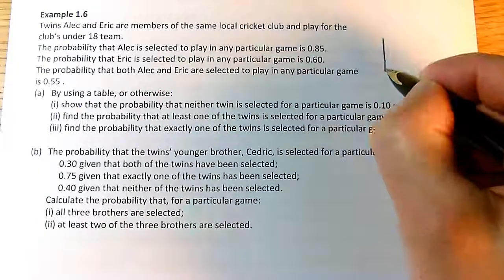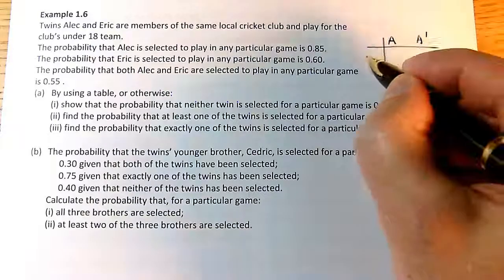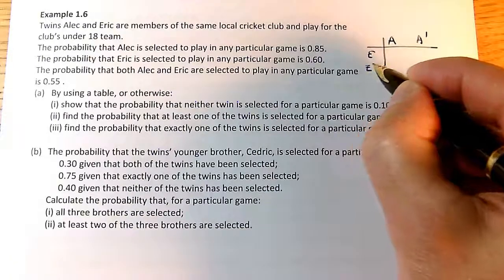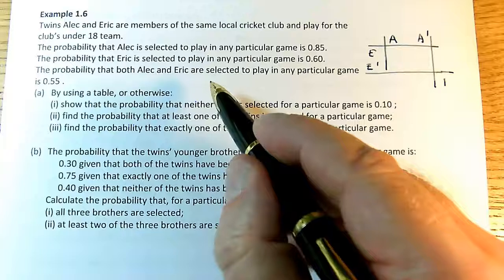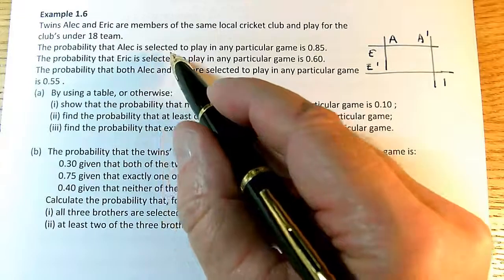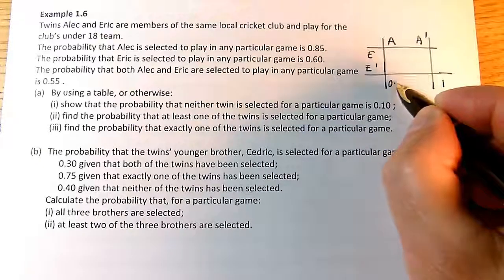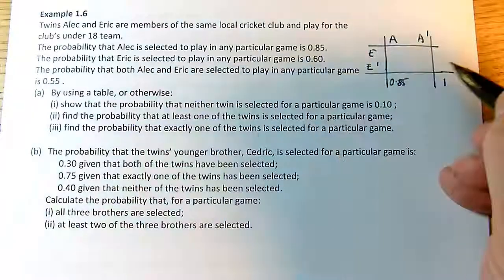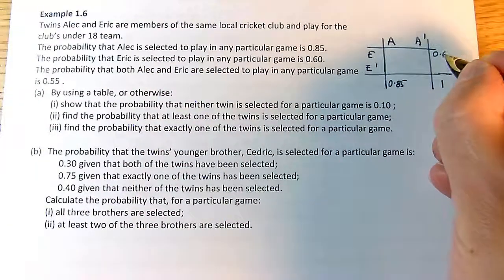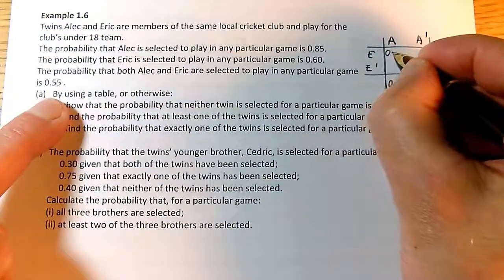I'm going to draw it up here. So the events are that Alec either plays or does not, and that Eric plays or Eric doesn't. And I've got totals, and I've got a grand total, and the total of probabilities is 1. So all I need to do is fill in the correct probabilities. The probability that Alec plays is 0.85. So the total of this column must be 0.85. The probability that Eric plays is in total 0.60, but the probability they both play is 0.55.